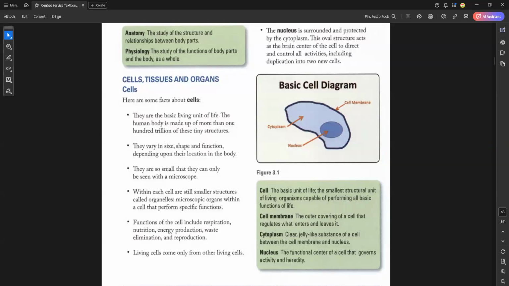Today you understand it. They are so small that they can only be seen under the microscope. Within each cell, we also have something called the organelles. Organelles are the tiniest. They also have living function, they survive. When the organelles die, of course, the cell will also die.